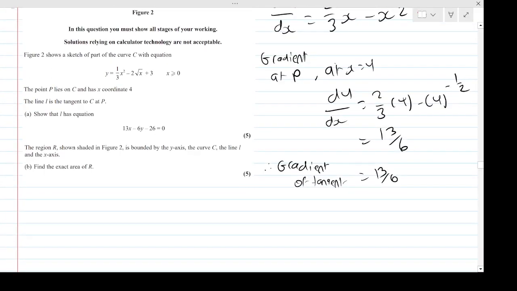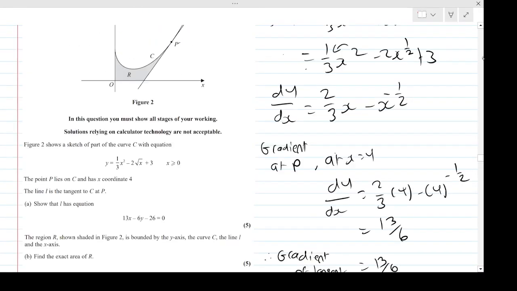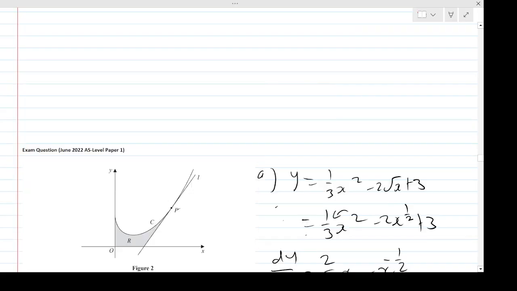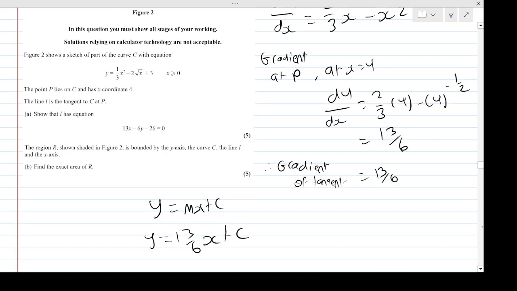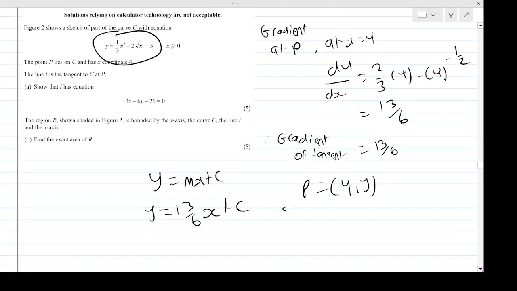Okay, so then the line of the tangent, so obviously any line is y is mx plus c. We know that m, the gradient, is 13/6. So y is 13/6 x add c. So now we just need to find c. But again, we know that P is on the line, the tangent, right? Okay, but we only know what the x coordinate is. We know that P is x is 4, y is just y. We don't know what y is. But we actually do know what y is. It's this equation here. So I'm going to sub x is 4 into the curve.